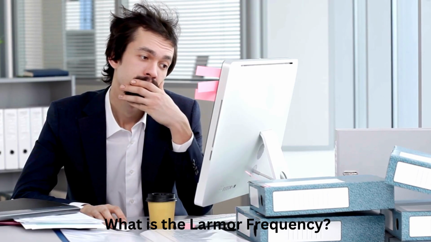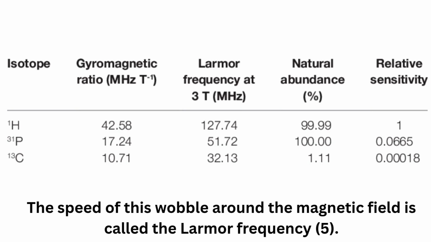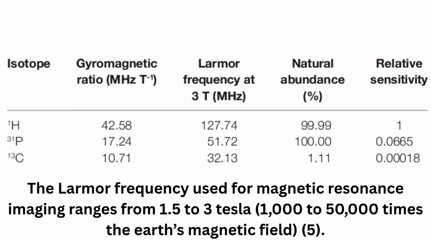So what is the Larmor frequency? When hydrogen protons are placed in a strong magnetic field, they wobble in a circular motion called precession. The speed of this wobble around the magnetic field is called the Larmor frequency. This frequency is directly proportional to the strength of the magnetic field and determines the exact radio frequency needed to excite the protons. The Larmor frequency used for magnetic resonance imaging ranges from 1.5 to 3 Tesla, which is 1,000 to 50,000 times the Earth's magnetic field.